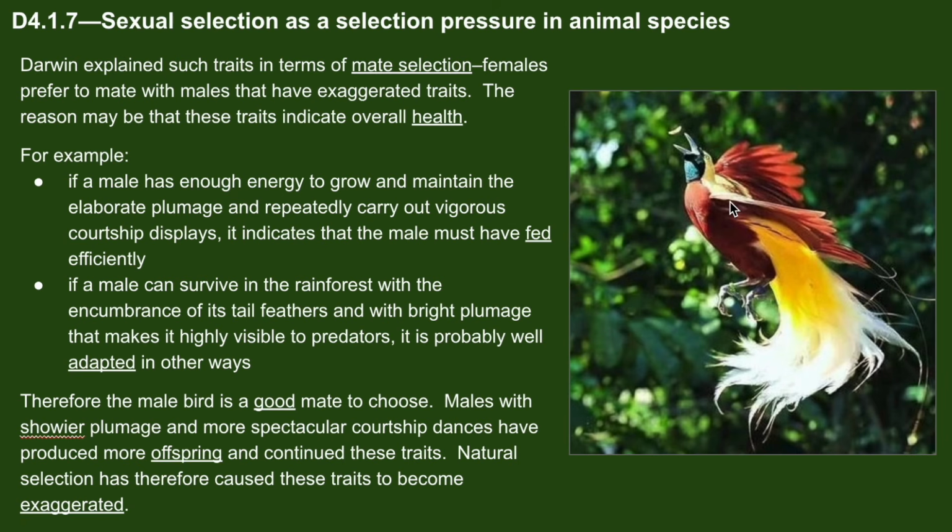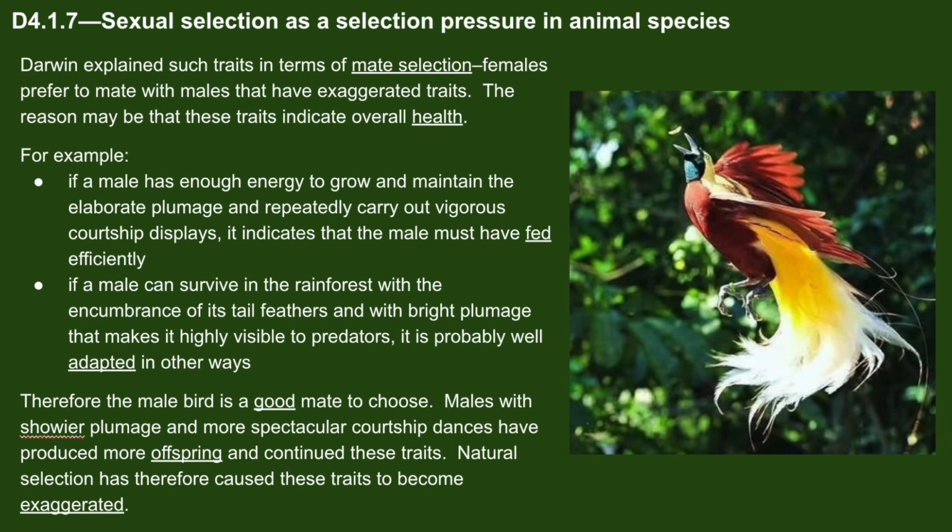So these crazy bright plumage, they're super long, not used for flying. They make these birds very visible to predators by being bright colors. Darwin explained such traits in terms of mate selection. Females prefer to mate with males that have exaggerated traits. The reason may be that these traits indicate an overall health. For example, if a male has enough energy to grow and maintain the elaborate plumage and repeatedly carry out vigorous courtship displays, it indicates the male must have fed efficiently.